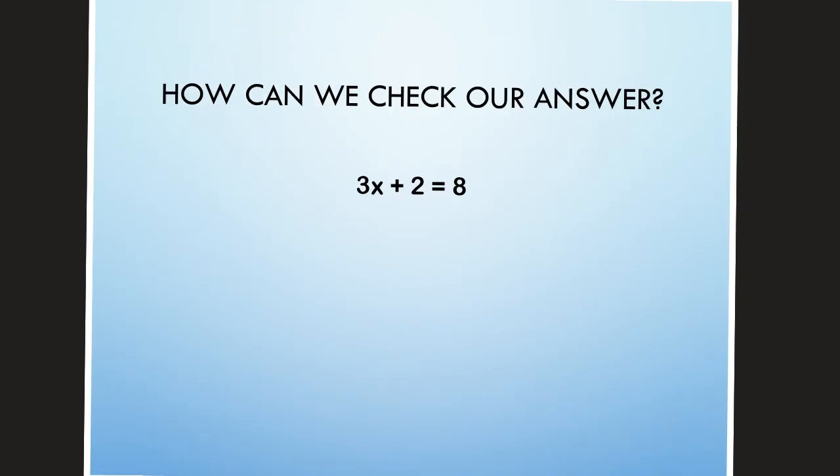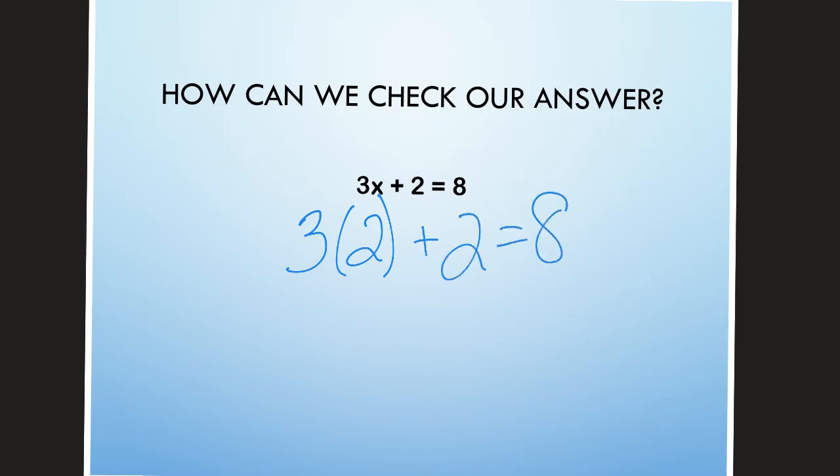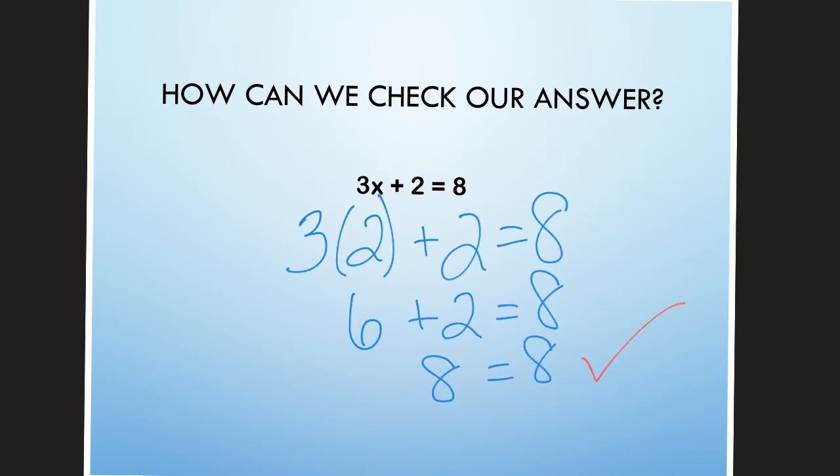Finally, we can check our work. We've said that x equaled 2, so we can go into our equation and simply put in 2 for x. So I have 3 times 2, because remember, next to a variable that means times, plus 2 equals 8. We're going to do our order of operations. So 3 times 2 is 6, plus 2 is 8. If 8 equals 8, which it does, then it's correct.